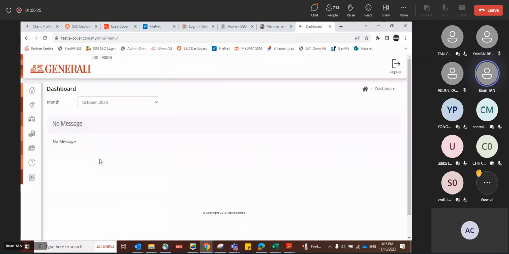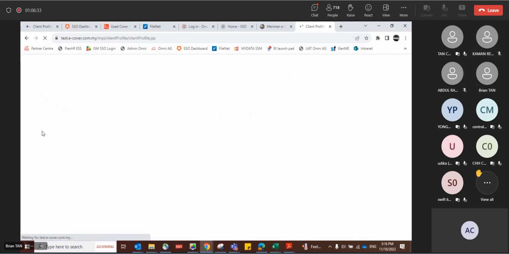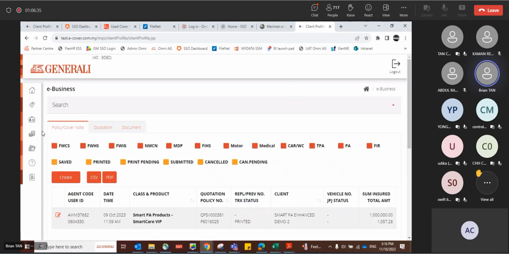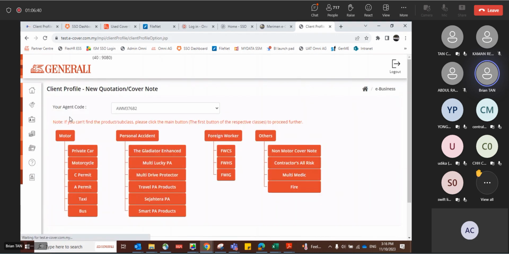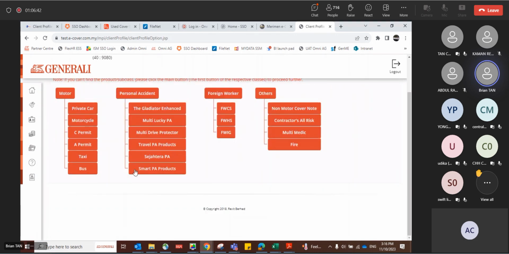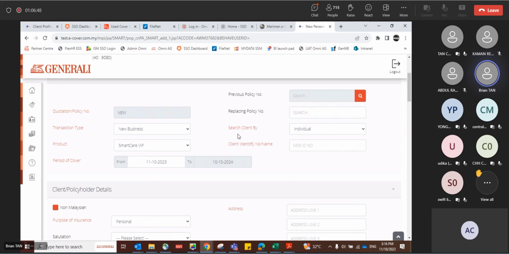So I will guide you how to use the system. After you create client info, then you go to e-business and create. All the PA products are here. We take the Smart PA product as an example. From here, you can choose three: Smart Student K, Smart PA Enhanced, and Smart K VIP. Today we will test Smart PA Enhanced.